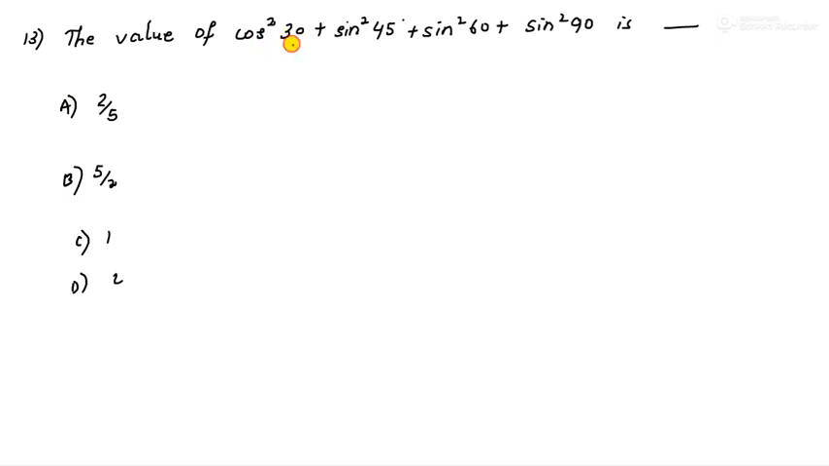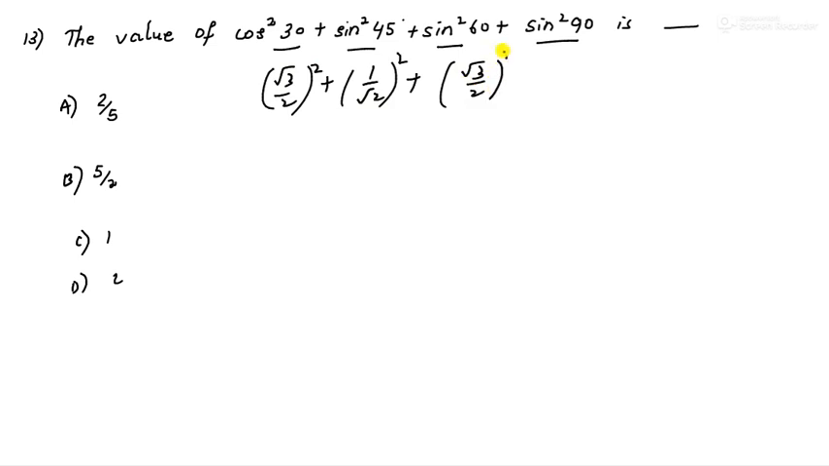The value of cos square 30 plus sine square 45 plus sine square 60 plus sine square 90 is dash. So just substitute the values. Here you'll get root 3 by 2 whole square, plus 1 by root 2 whole square, plus root 3 by 2 whole square, plus sine 90 is 1 square.